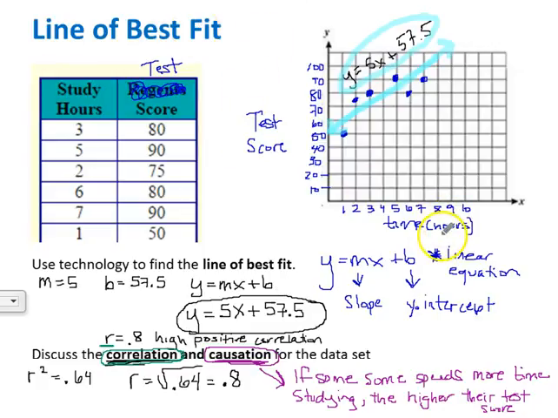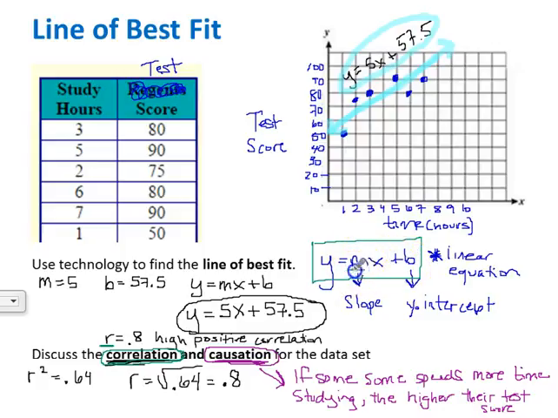So that's what you're going to do this week: look at scatter plots, look at the correlation between the scatter plot points, and then use technology to find a line of best fit. Remember, to find a line of best fit, you need to know what a linear equation is, which is y equals mx plus b.